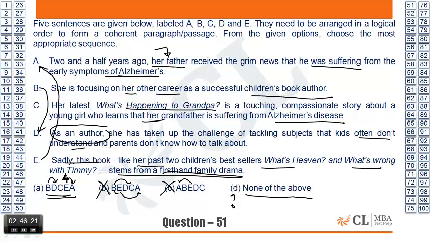So let's just check BD, CA. She is focusing on her other career, successful children's book author. As an author, she has taken up the challenge of tackling subjects. Her latest book, What's Happening drama. Sadly, this book. This is perfect. Okay, 51 is A.